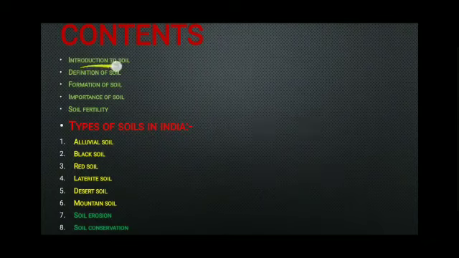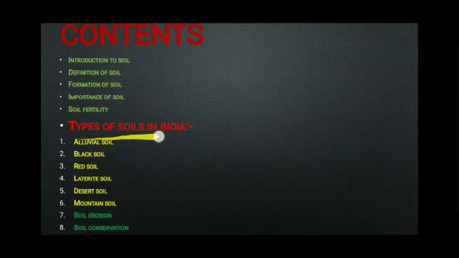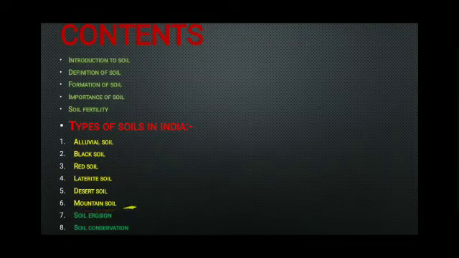Introduction to soil, formation of soil, importance of soil, soil fertility. After that, we will go to the core topic of this lesson, that is types of soils in India, and we will discuss them one by one. Alluvial soil, black soil, red soil, laterite soil, desert soil, mountain soil, and we will also discuss the terms like soil erosion and soil conservation.